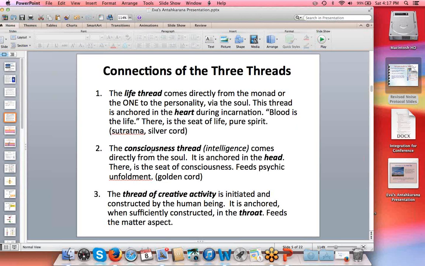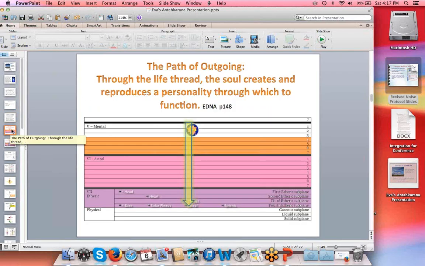We have the consciousness aspect or consciousness thread, which is the soul. And we have the life thread, which is the spirit self or the monad. Any questions so far? I hope that sets the basis for this. Now, taking it even a little further.